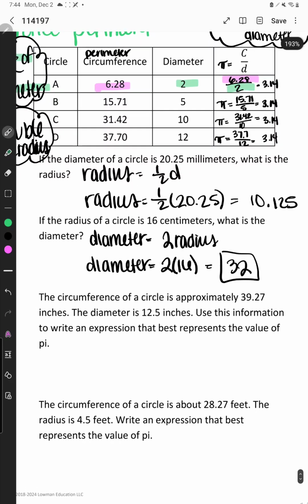The next one says the circumference of a circle is approximately 39.27 inches. The diameter is 12.5 inches. Use this information to write the expression that best represents the value of pi. So I know that pi equals the ratio of circumference to diameter. So that means that I would take circumference, which is 39.27, and divide it by the diameter, which is 12.5.